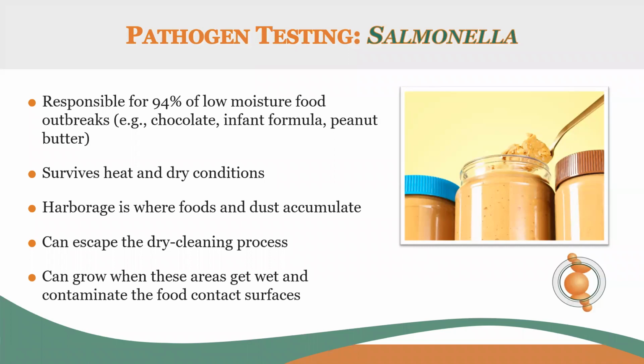Harborage for Salmonella is where foods and dust accumulate and it might be a bit harder to clean. Salmonella can escape the dry cleaning process. So you definitely want to test for Salmonella to really validate that your sanitation process is working. And then Salmonella can actually grow in areas that get wet and contaminate the food contact surfaces. So even in a wet facility, you definitely want to test for Salmonella.